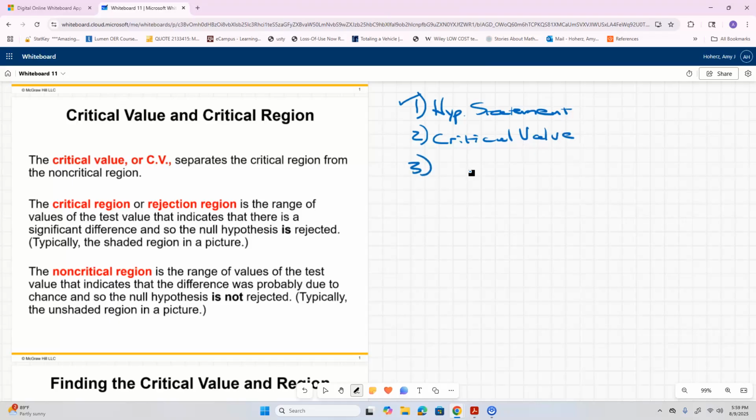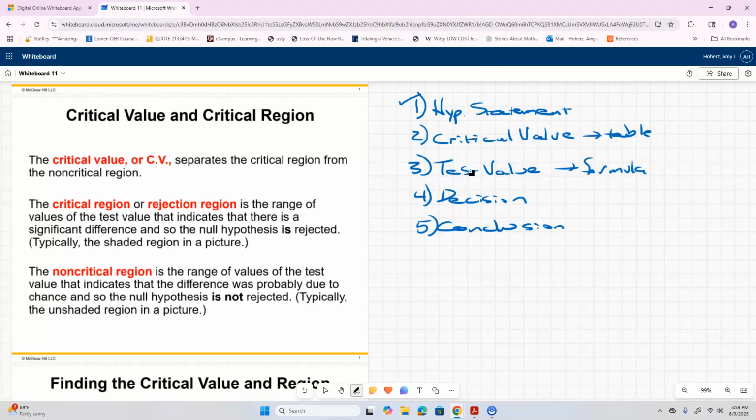Our third step, when we get to actually doing the hypothesis test, is going to be finding the test value with the formula. This is from the table. This is from the formula. And then we're going to make a decision, reject or not reject, and then we're going to come to a conclusion. So we're doing this step right now.